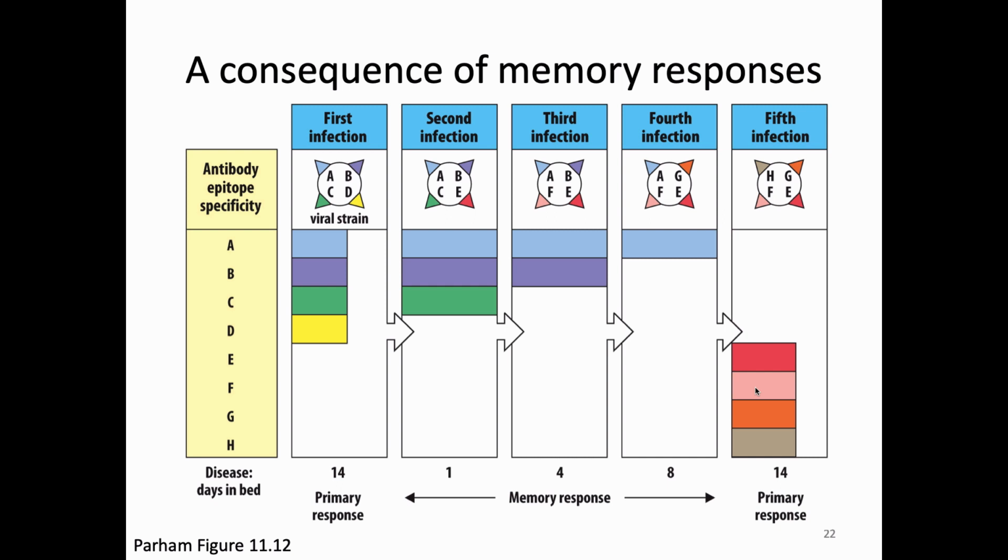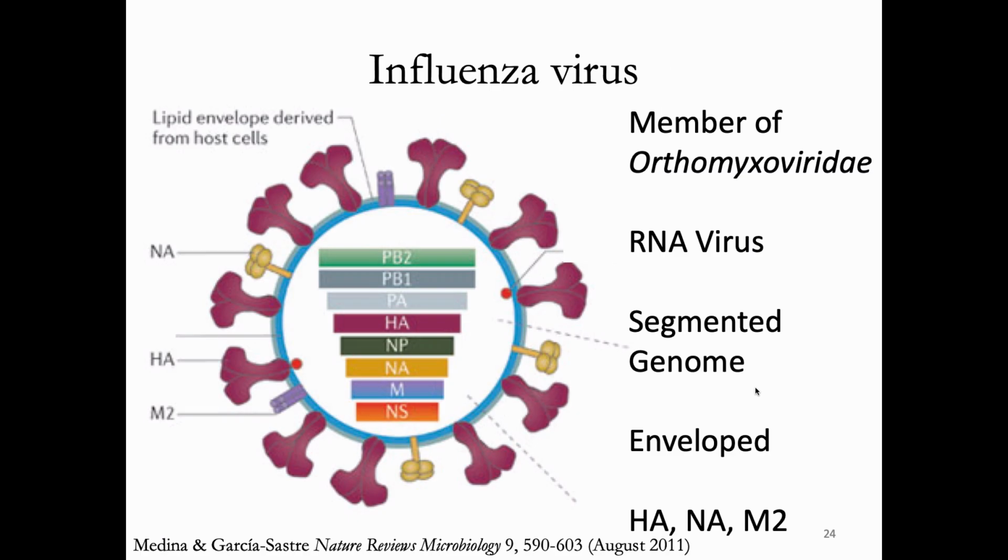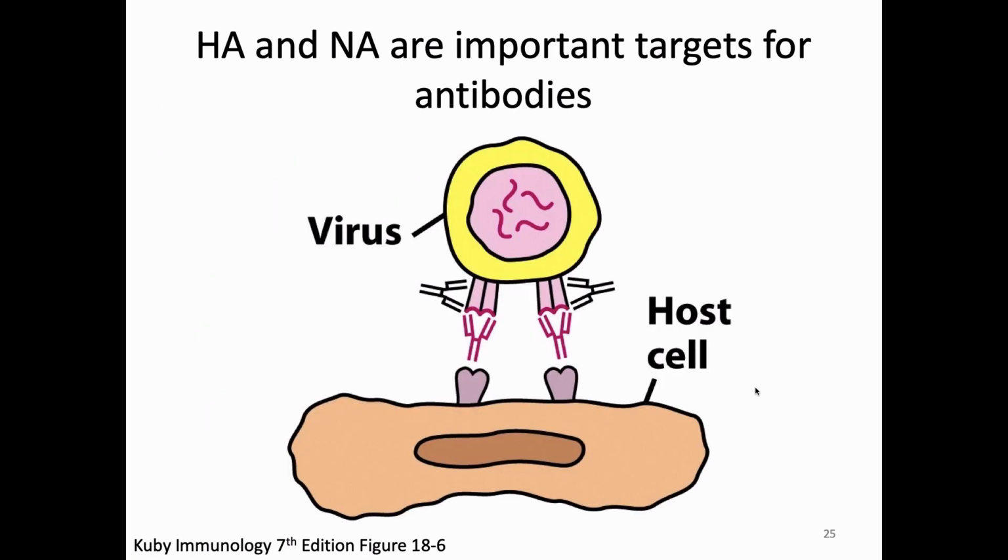This phenomenon, where the original pathogen that infects you messes with later responses that you make, is known to immunologists as original antigenic sin. And so this is the process of original antigenic sin. A lot of the most famous examples of this happen with flu. And I already told you some stuff about flu.